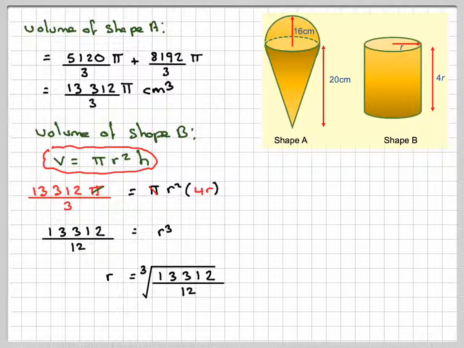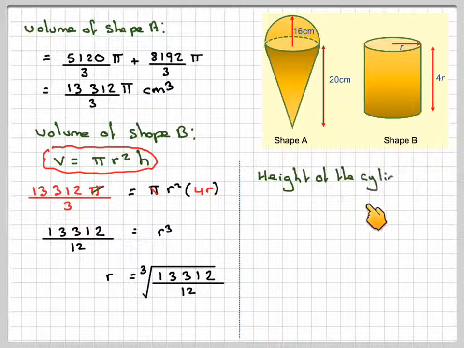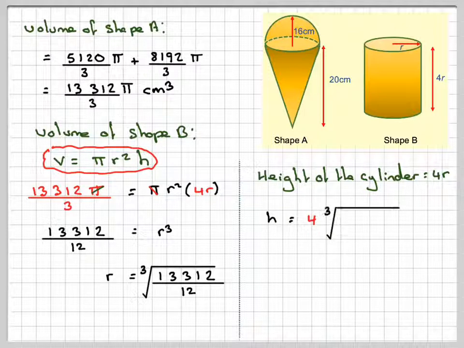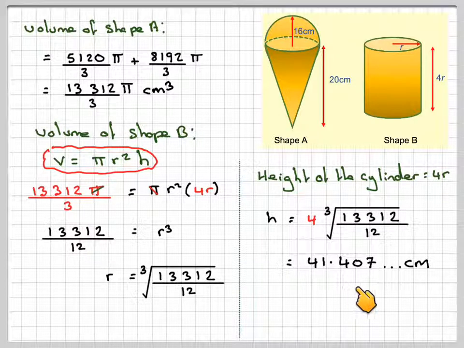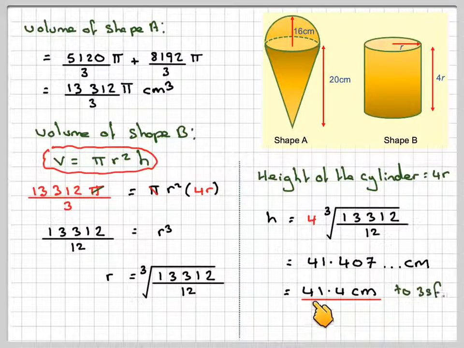And then what we need to do is, because I want to calculate the height, I'm just going to leave it like that to begin with. The height of the cylinder, which is 4r, so I need to multiply this by 4. So the height will be 4 times the cube root of 13,312 divided by 12. Working that on my calculator using the appropriate buttons, it gives me 41.40 centimeters, and correct to 3 significant figures, 41.4 centimeters.